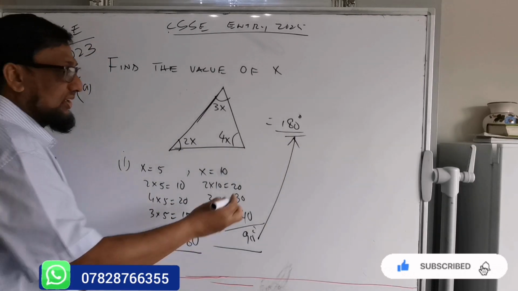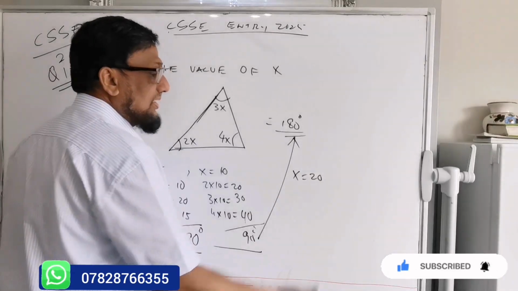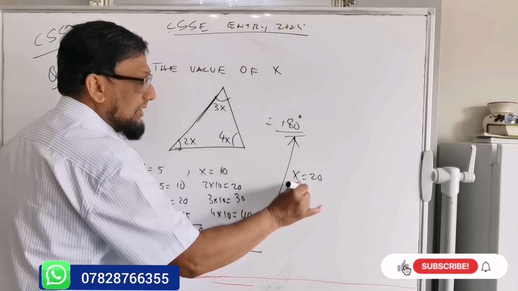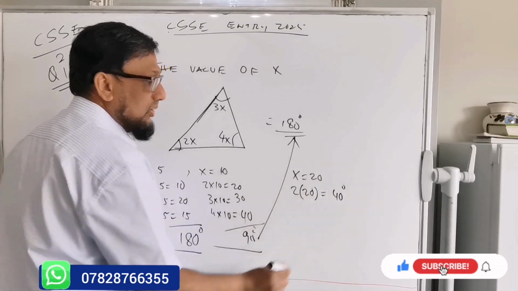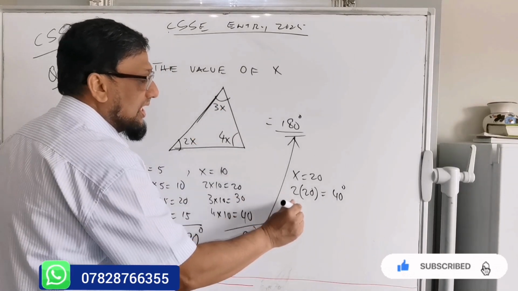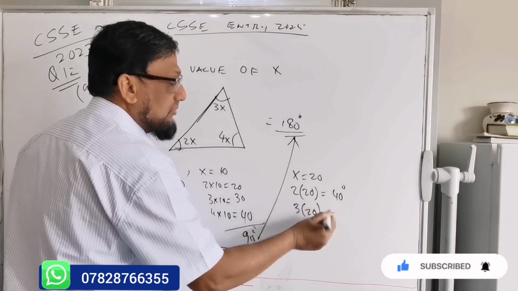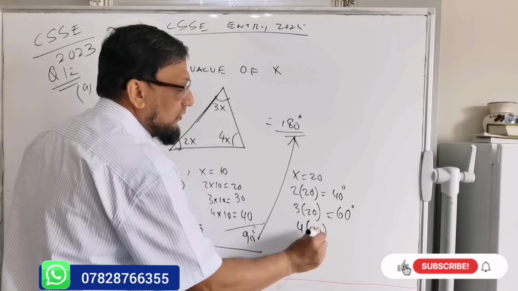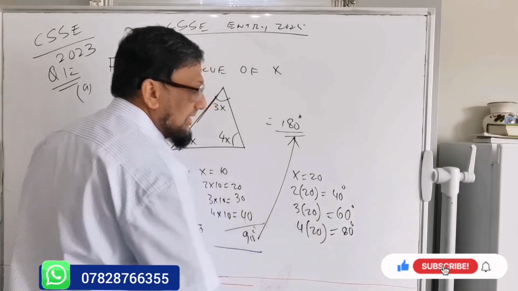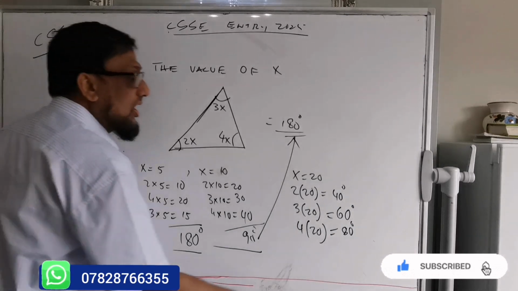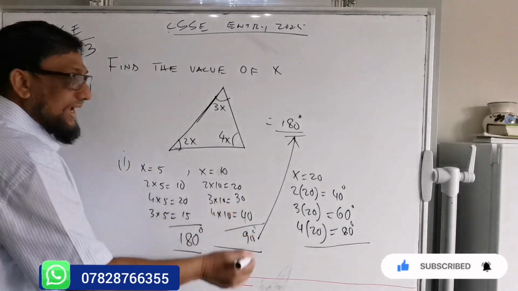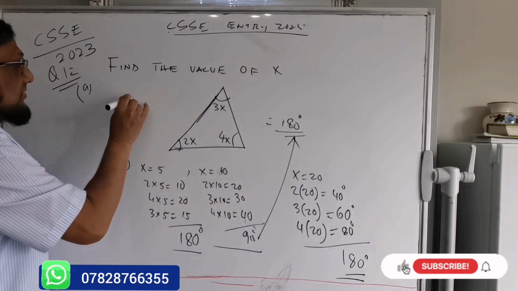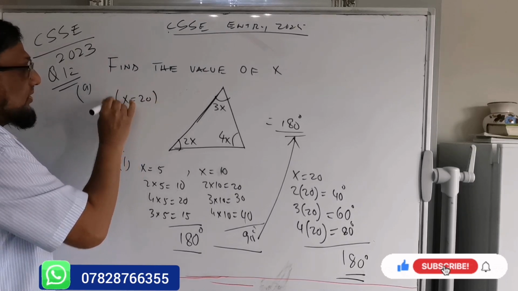Again, I'm going to assume x equals 20, for example. So look at this one. If x is 20, then 2 times 20 is 40, 3 times 20 is 60, and 4 times 20 is 80. If you sum up all three angles, it's going to be 180 degrees. So very simple, the x value will be 20. So we prove it as well.